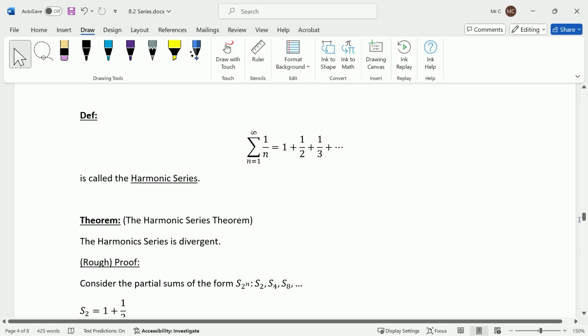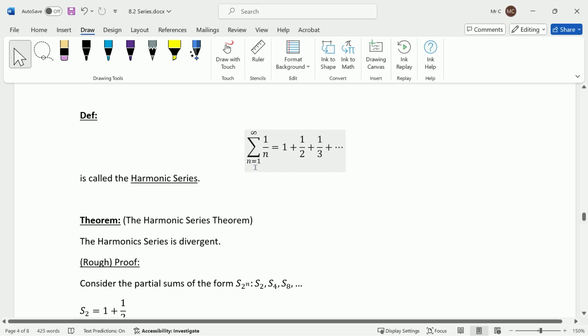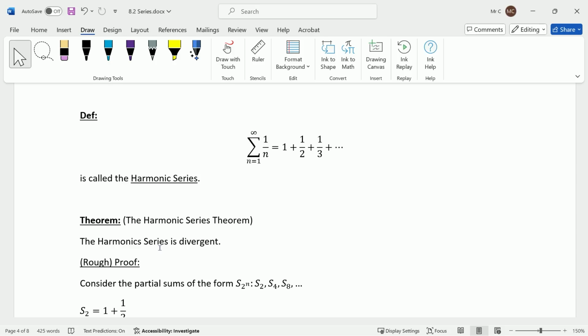Okay, so now we're going to look at a very important series called the harmonic series. This series is the sum from n equals 1 to infinity of 1 over n, which is equal to 1 plus 1/2 plus 1/3 plus dot, dot, dot. And so the harmonic series theorem says simply that the harmonic series is divergent. So that is to say the partial sums of these terms grow unbounded to infinity.